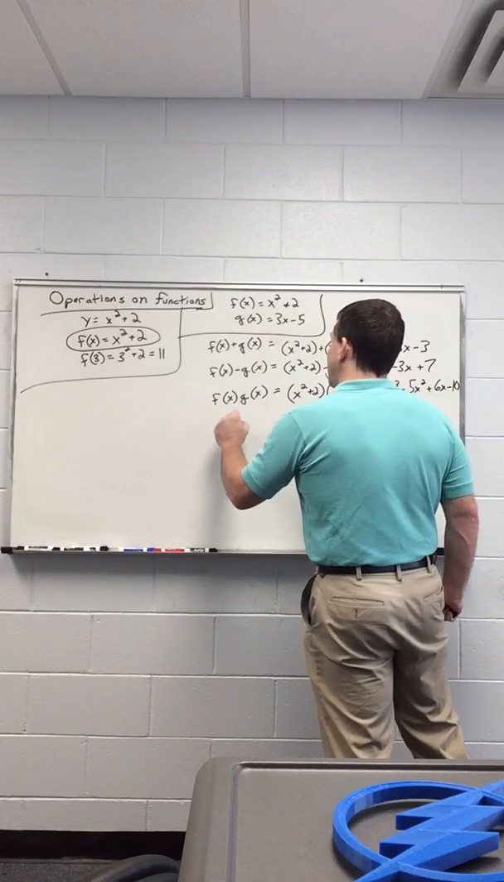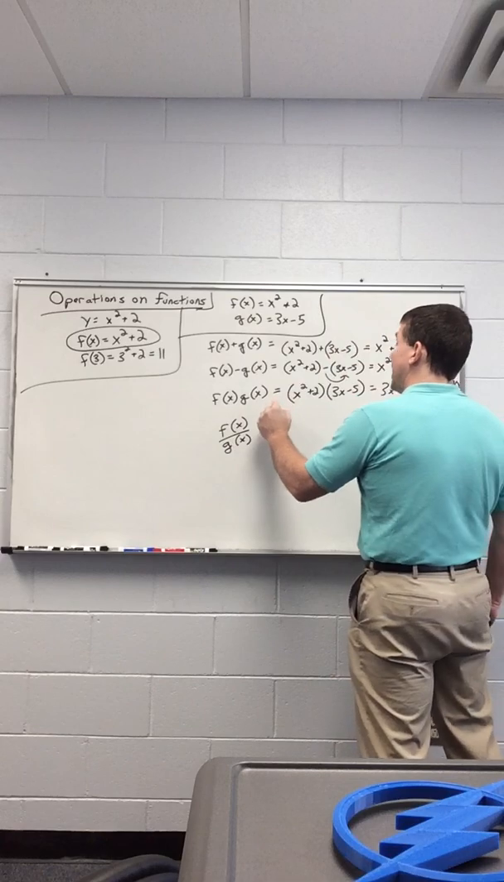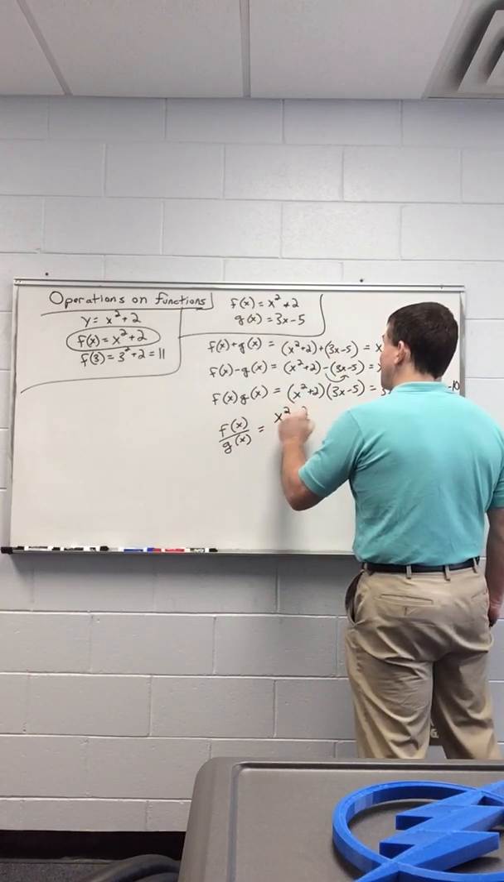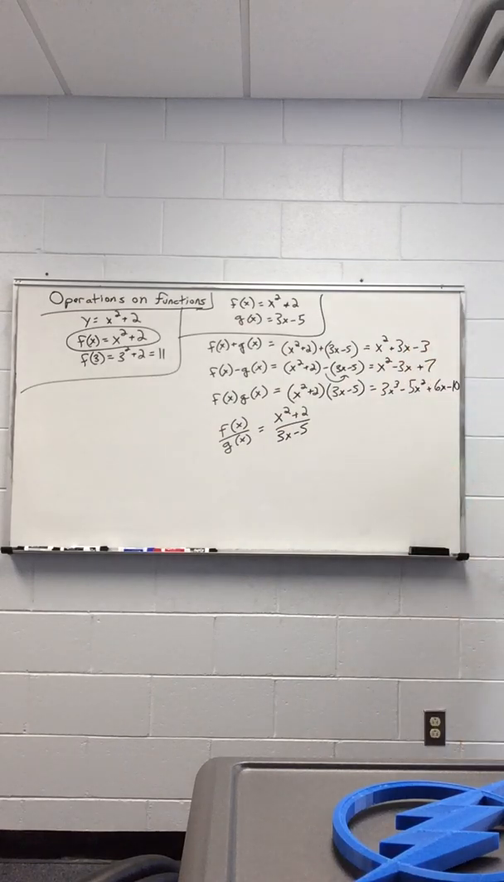The last operation is division, but again, I just write it out. F of x, which is x squared plus 2, over g of x, which is 3x minus 5. And then that one, I'm done. I don't have to do anything else.